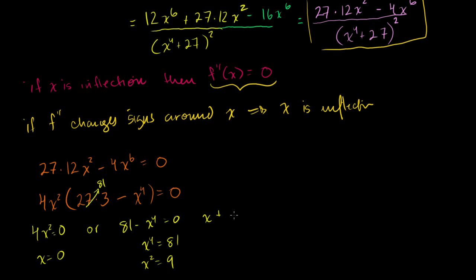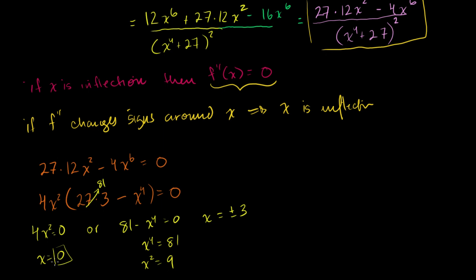X is equal to plus or minus 3. So these are our candidate inflection points: x is equal to 0, x is equal to plus 3, or x is equal to minus 3. So what we have to do now is to see whether the second derivative changes signs around these points in order to be able to label them inflection points.